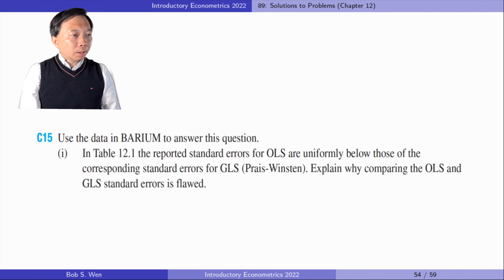If there is serial correlation in the errors, the usual OLS standard errors are invalid. It is generally smaller than the true standard errors.